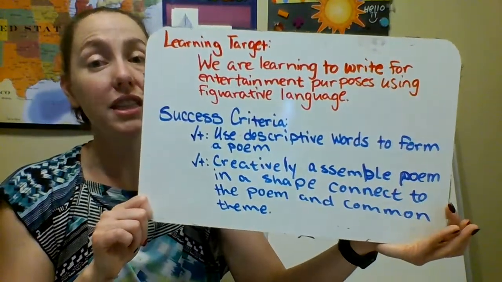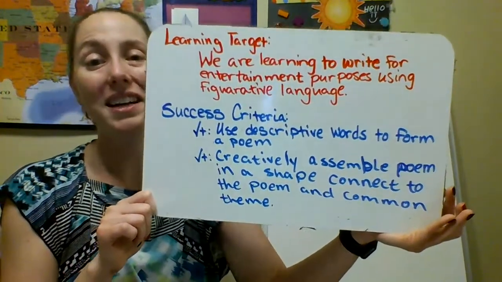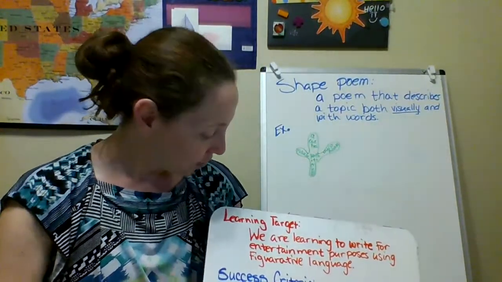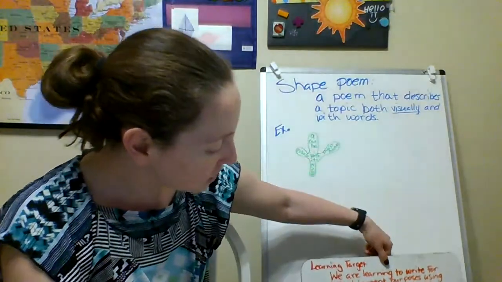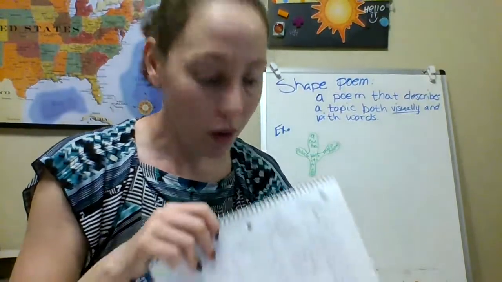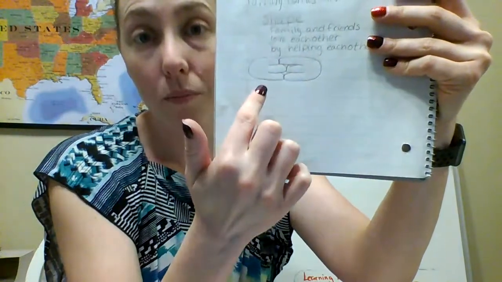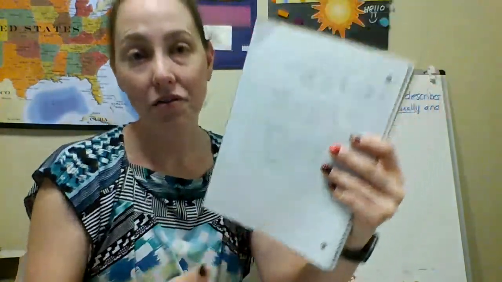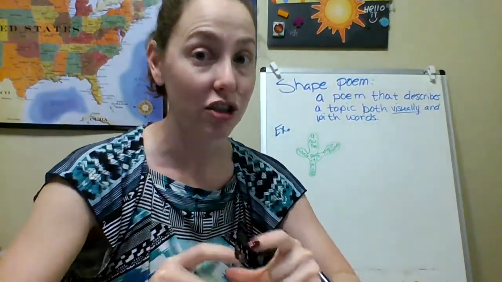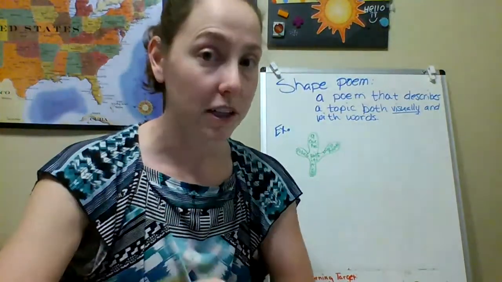You also know you're successful if you can creatively assemble a poem in a shape that connects to your common theme. So, with that being said, for those of us who struggle with pictures, I definitely encourage you to reach out to me. You are probably going to want to draw your poem out and write your poem inside of that before you actually submit. So this is going to require you actually taking a picture, unless you know how to draw on the Chromebook, and submit the picture that way.